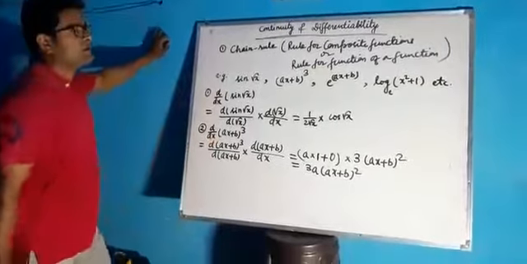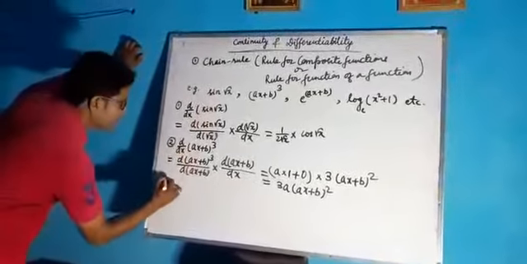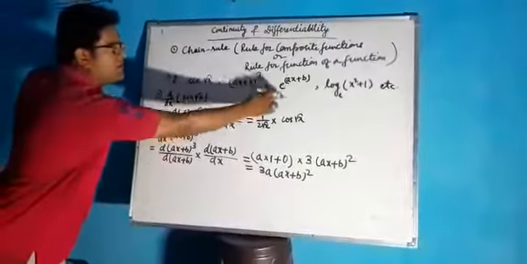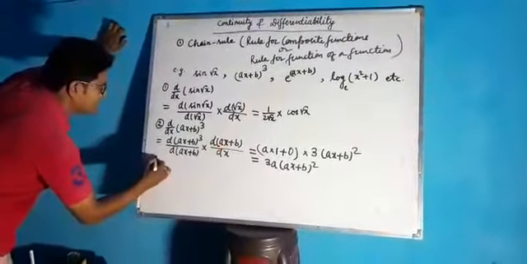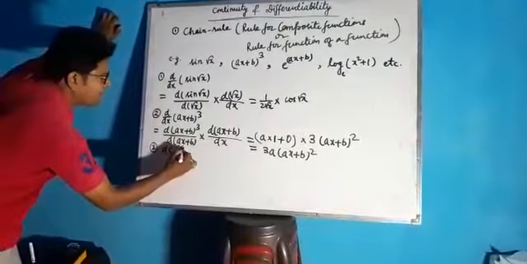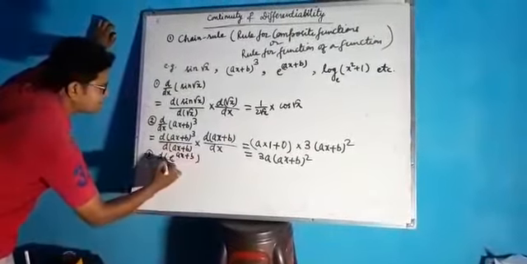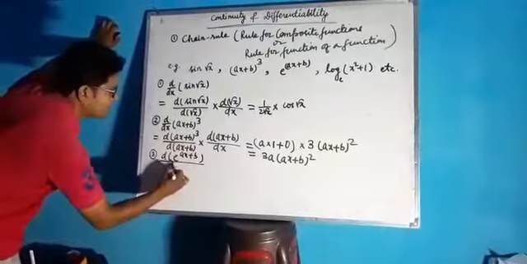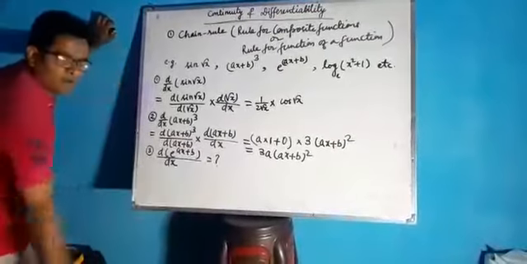Now let us see the next one. Again, fourth one I am solving, third one you will solve. So third one I am leaving for the students: derivative of e to the power ax plus b with respect to x. Its result I am leaving for the students.